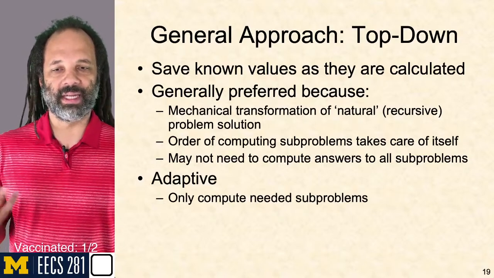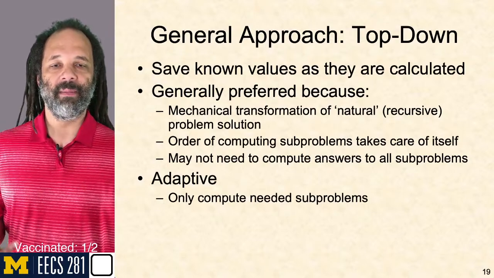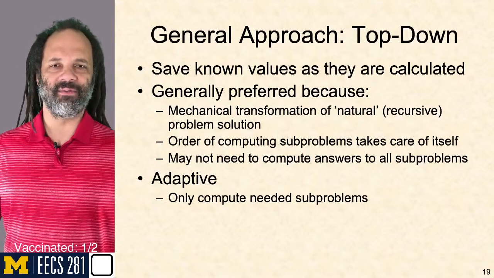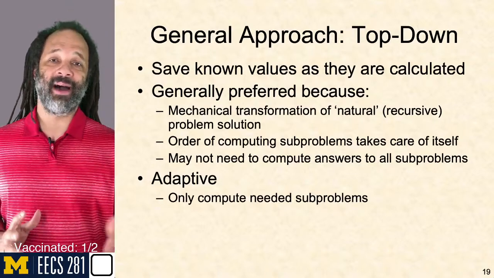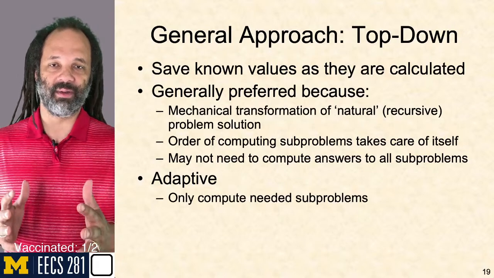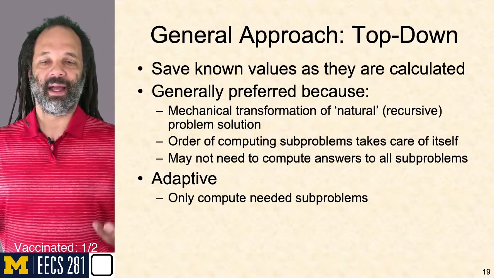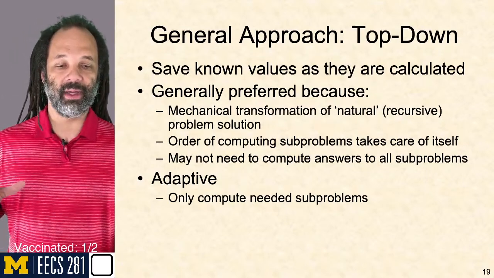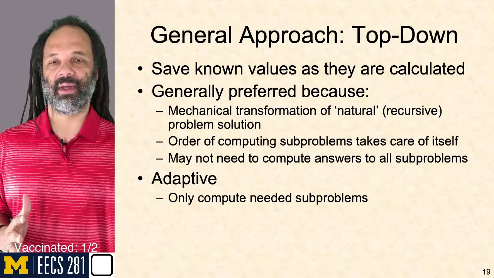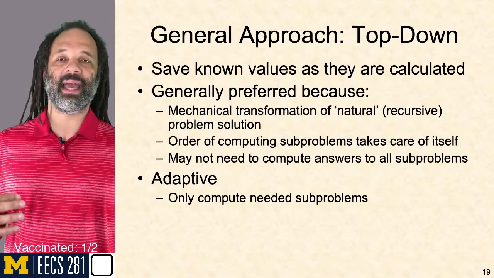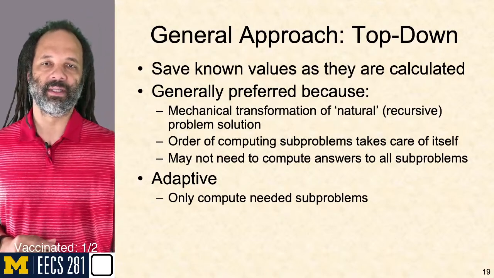As a general approach, the top-down saves known values as they get calculated, and we like this one because it's easy to find the natural recursive solution. If you can find the natural recursive solution, writing the top-down is usually pretty straightforward. You take the recursive solution, write a recursive function, and then you memoize it. It helps us because it will calculate the subproblems in the right order. Sometimes the order they get calculated in is important, and sometimes you don't even need to calculate all of them. That's one that we would see if we were to do binomial coefficient, for instance.